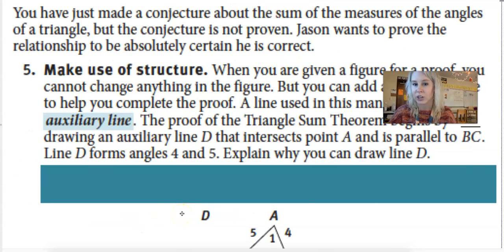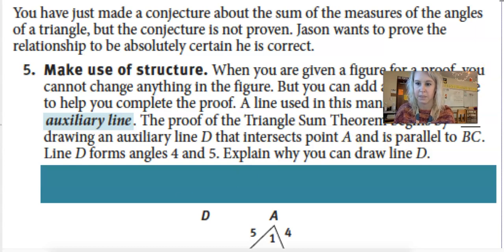You just made a conjecture about the sum of the measures of the angles of a triangle. But the conjecture is not proven. So we made a guess. We ripped up some triangles and say it looks like a line, but how do we know it's true? So we're going to prove the relationship to be absolutely certain that it is correct.